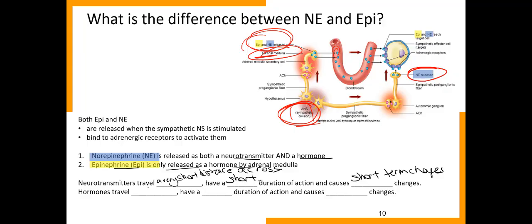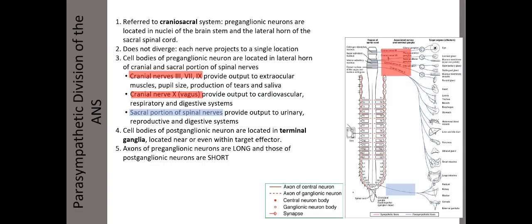Hormones, on the other hand, travel a long way through the bloodstream, have a much longer duration of action, and cause longer term changes, right? So that's the difference between a neurotransmitter and a hormone.